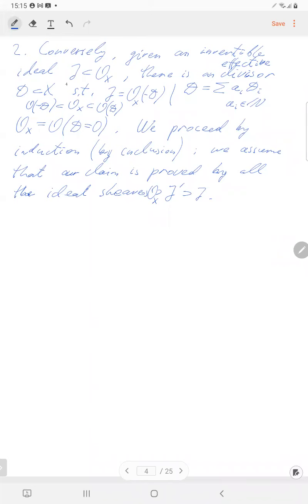Okay. And we must produce somehow this D, some candidate for D. So what will be our candidate for D? Can anybody suggest a candidate for D? Maybe we take all the divisors corresponding to J prime, and then we take the maximal.